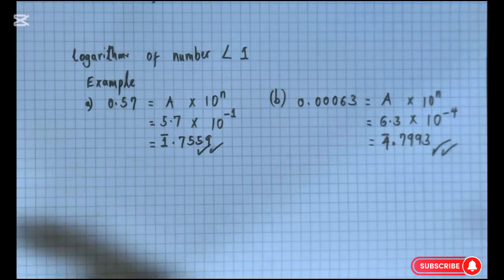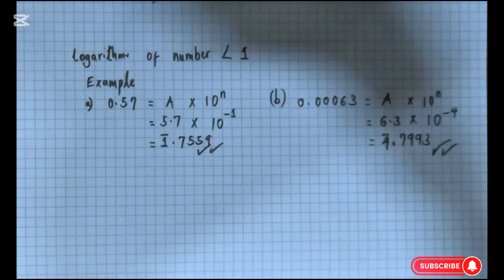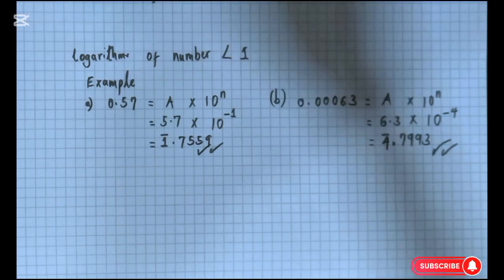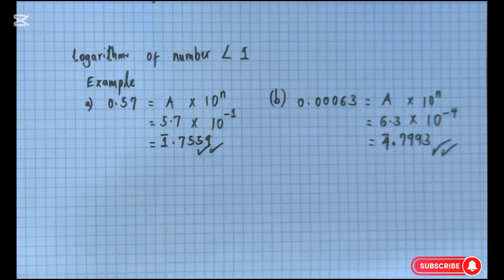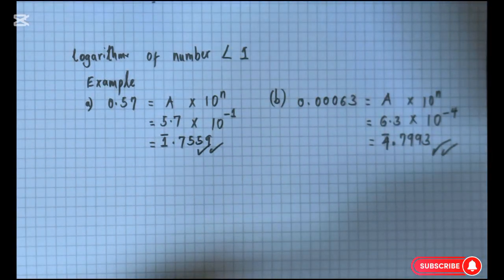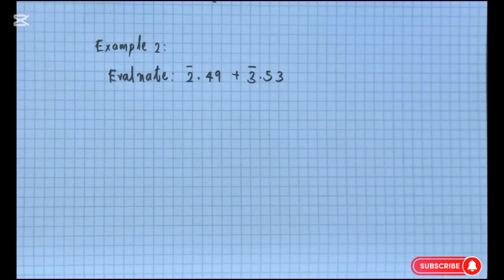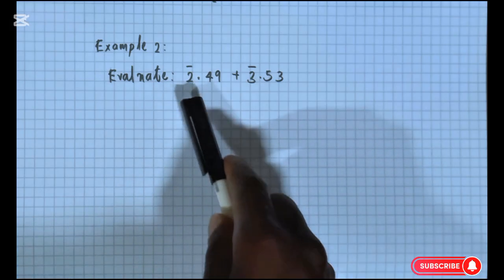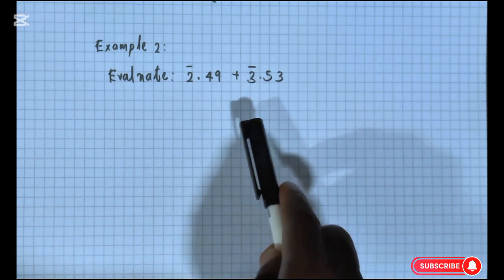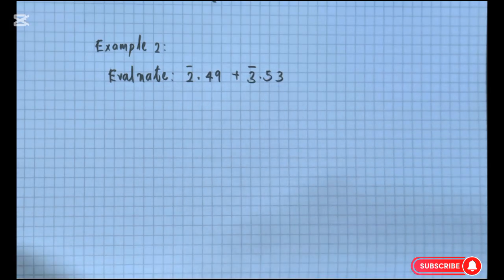Awesome. So for our last example, I'm going to show you how to handle operations that actually involve bar numbers, so that you also have a proper understanding of how to deal with these numbers in future problems. So for our last problem, we are having an operation involving bar numbers: bar 2.49 plus bar 3.53, and you're supposed to perform this particular operation.